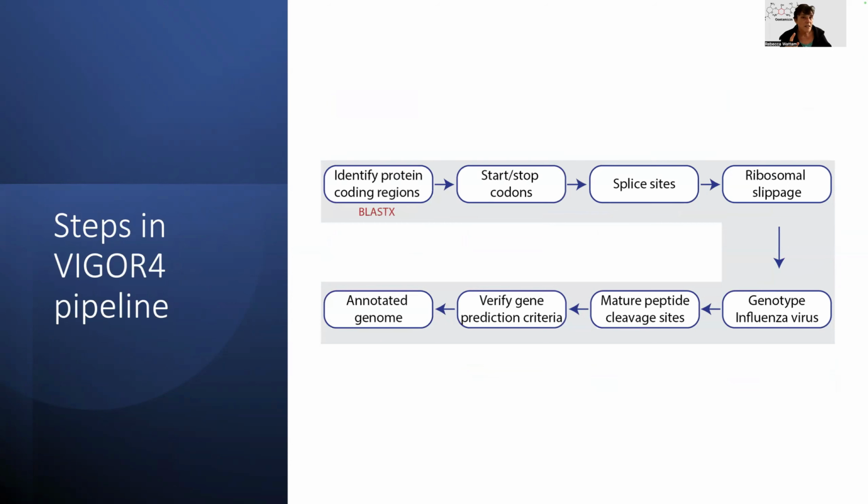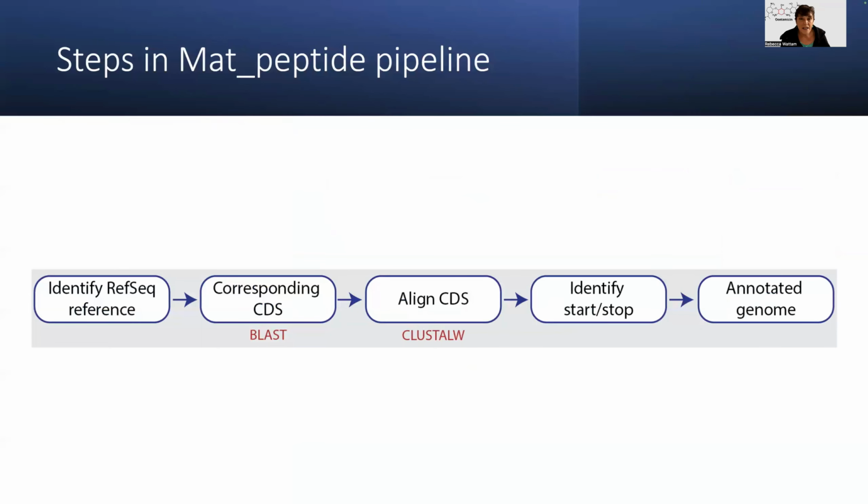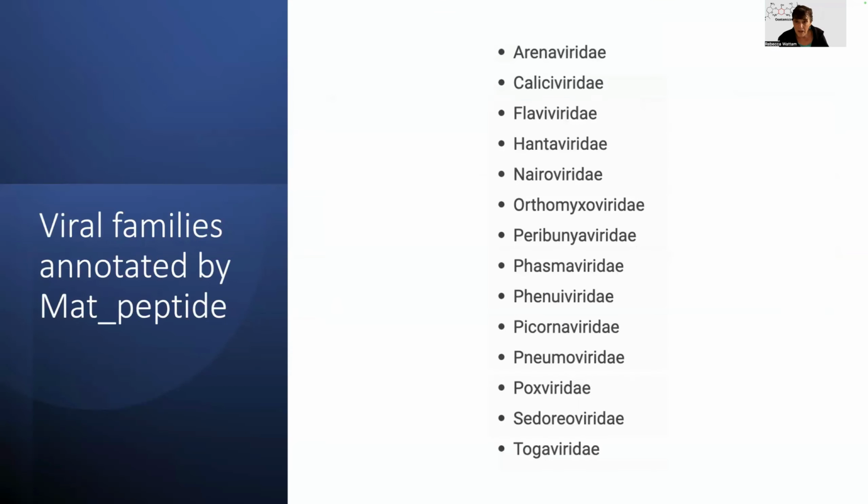Vigor4, which is used to annotate some viruses, you can see it's simpler than the other two pipelines. And these are the viruses that are annotated using Vigor4. MAP peptide is even easier. And these are the viral families that are annotated using MAP peptide.